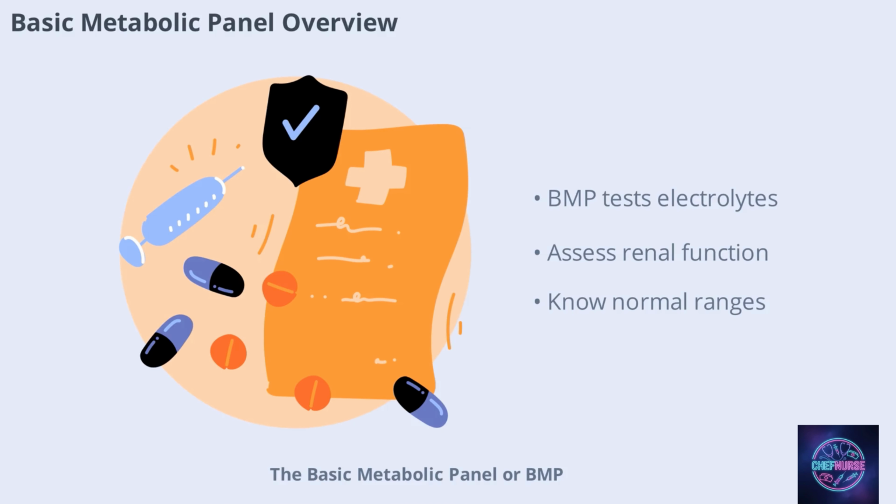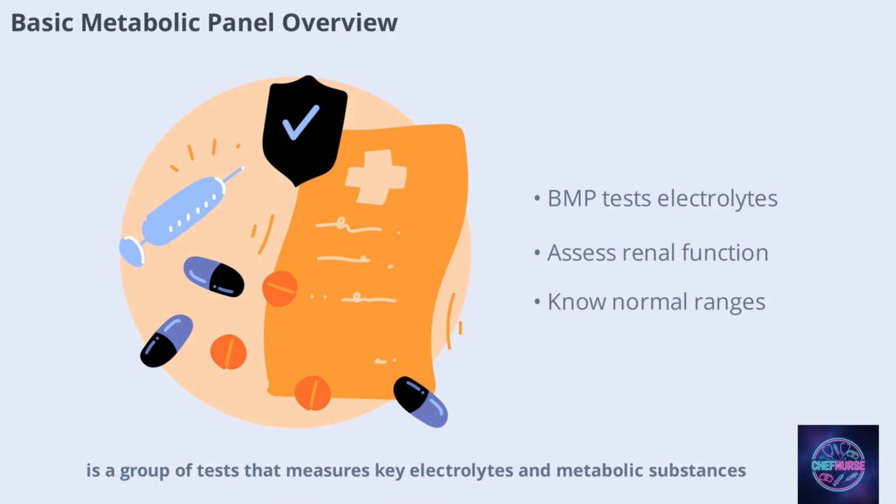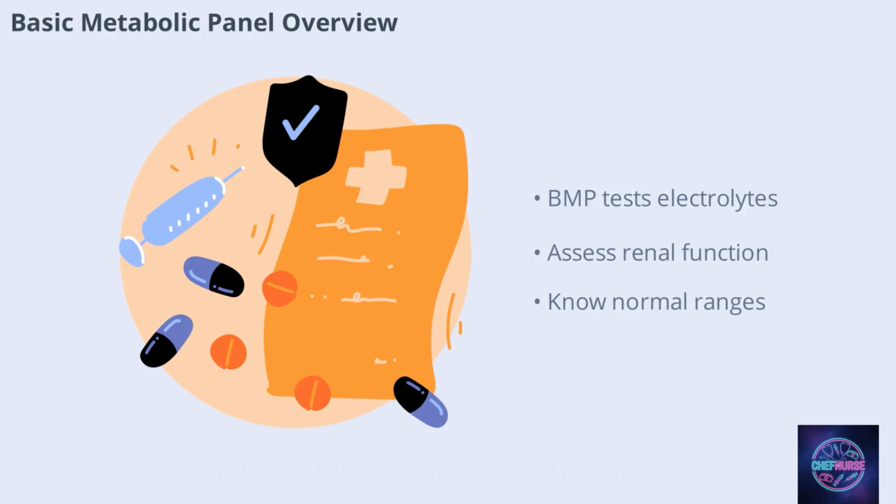Basic Metabolic Panel, or BMP, is a group of tests that measures key electrolytes and metabolic substances. It includes sodium, potassium, chloride, bicarbonate, blood urea nitrogen (BUN), creatinine, glucose, and calcium. Each of these values provides important information about a patient's metabolic and renal function. For the NCLEX, you should be familiar with the normal ranges and what deviations might mean for your patient.